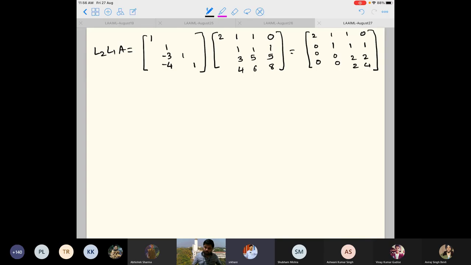What is the position of these zeros? The positions were 2,3 and 2,4. So in the identity matrix, these are the only 2 positions you changed, 2,3 and 2,4. And now again, what is this -3 and -4? How did you compute this -3 and -4? You computed the -3 and -4 by looking at these entries 3 and 4.